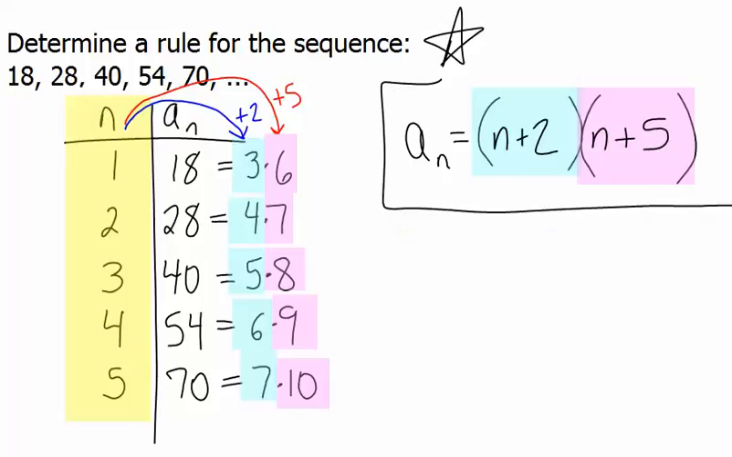There's our final answer. A sub n is equal to n plus 2 in parentheses times the quantity n plus 5, also in parentheses. This is a really big idea. It could pop up on a quiz or a test. Watch for splitting a number in the sequence into the product of two other numbers, and then seeing a few different patterns that combine to make our overall rule.